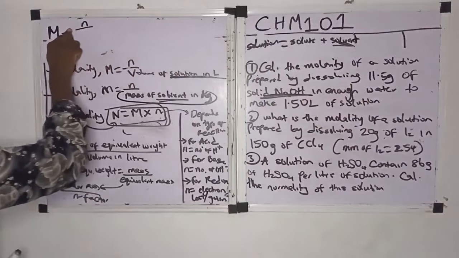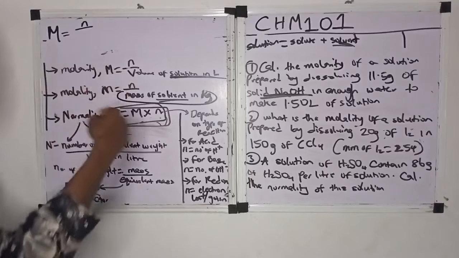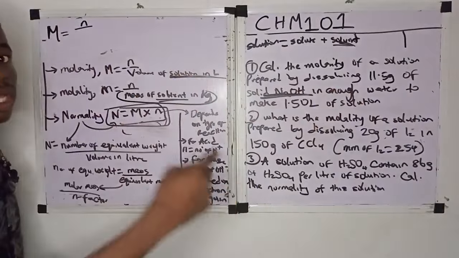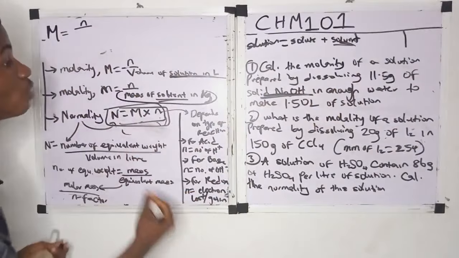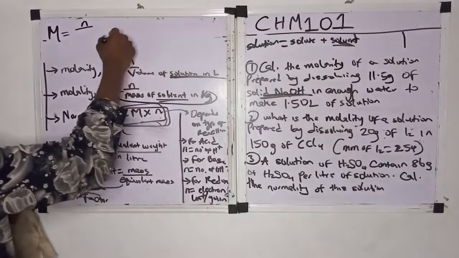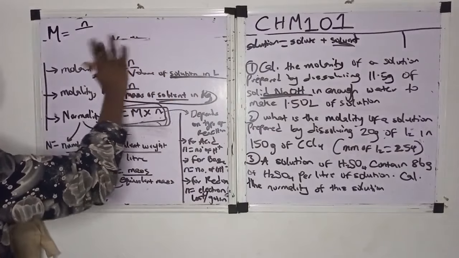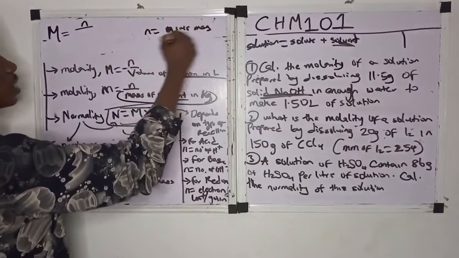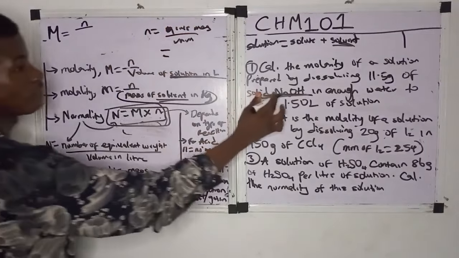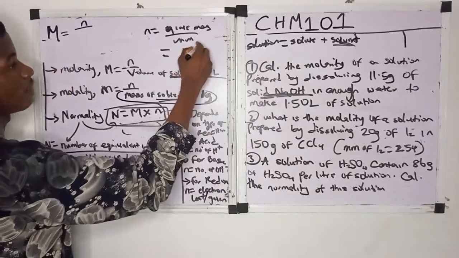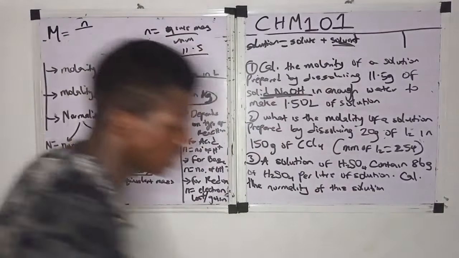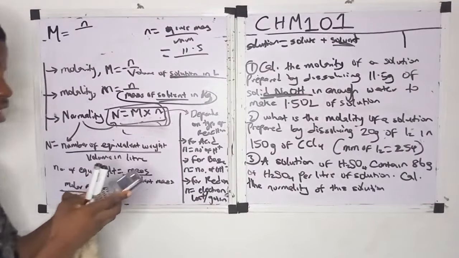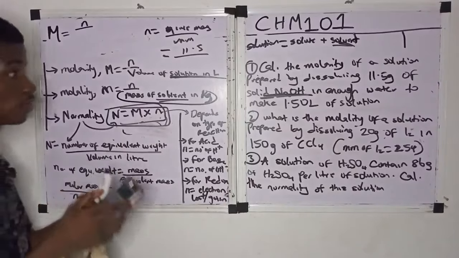Remember, now molarity is equal to the number of mole of solute. So in this question, they gave us gram, 11.5 gram. So we need to look at number of mole of NaOH, right? How do we look at number of mole? n is equal to given mass over molar mass. What is given mass of NaOH? It is 11.5, right? What is molar mass of NaOH? Sodium is 23, oxygen is 16, hydrogen is 1, so it's 40.